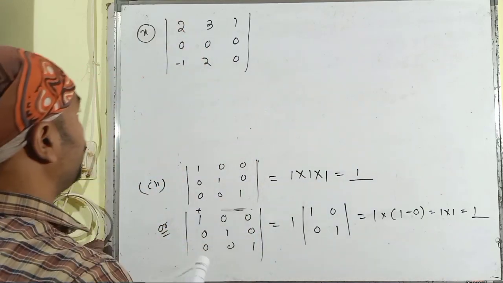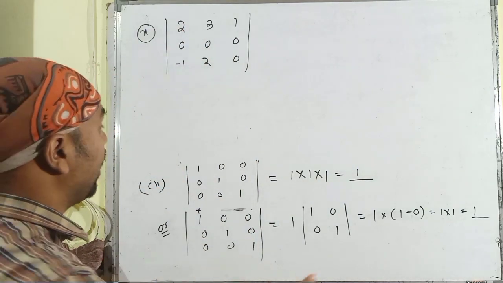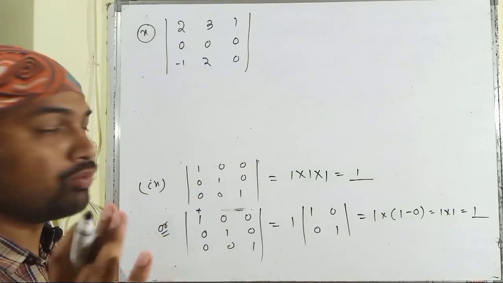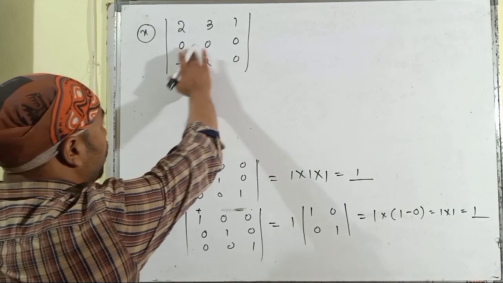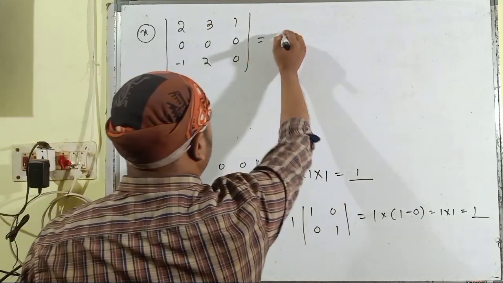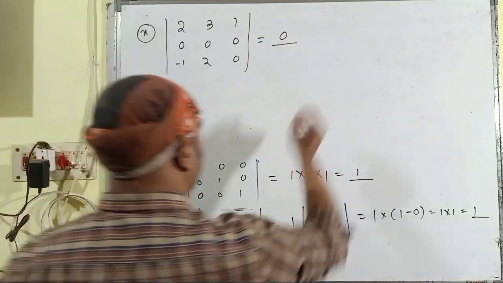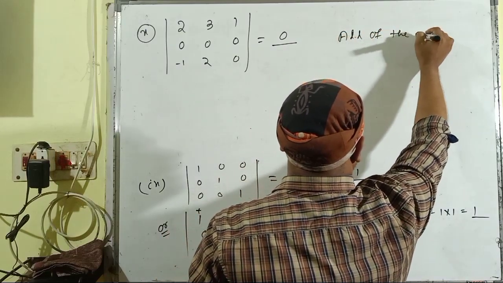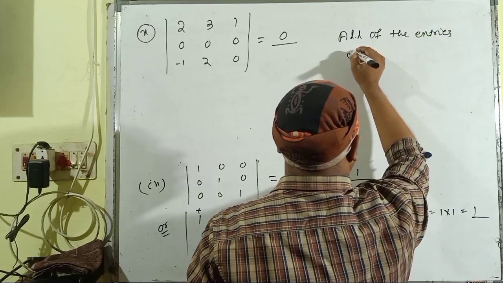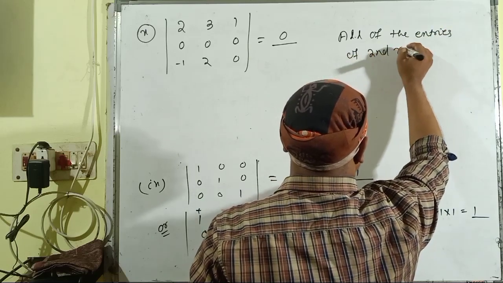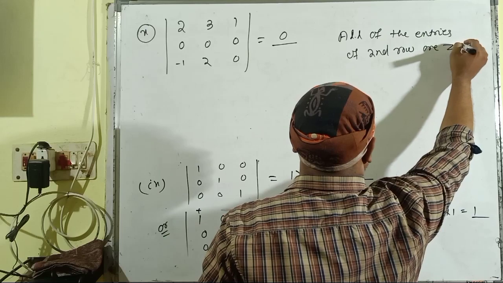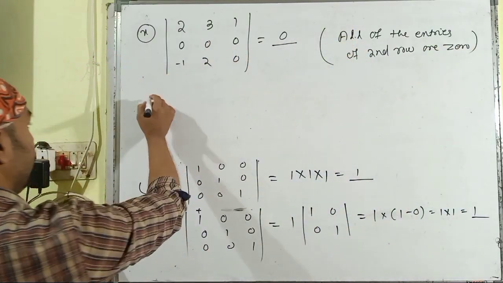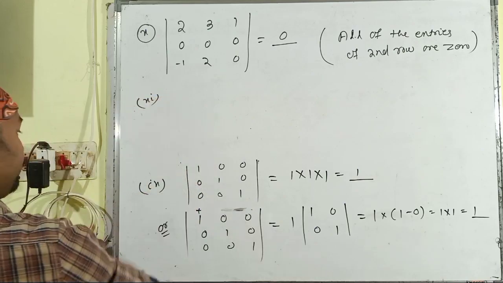In this determinant, we have to apply the properties of determinants, and you can see that all of the entries of the second row are 0. So the value of this determinant is equal to 0. All of the entries of the second row are 0. Hence, the determinant of the given matrix is 0.